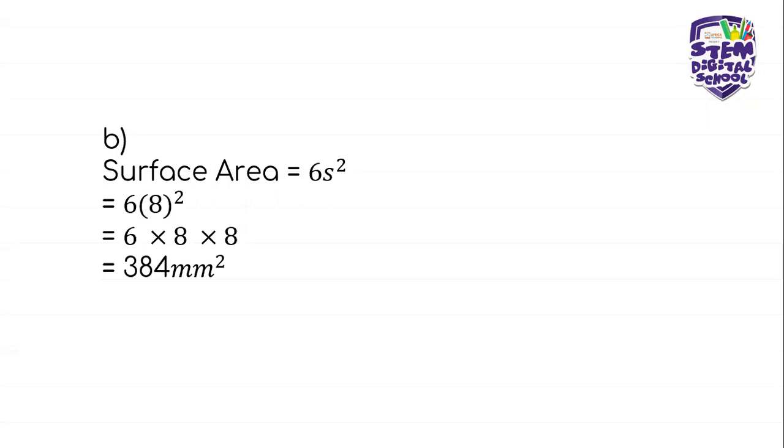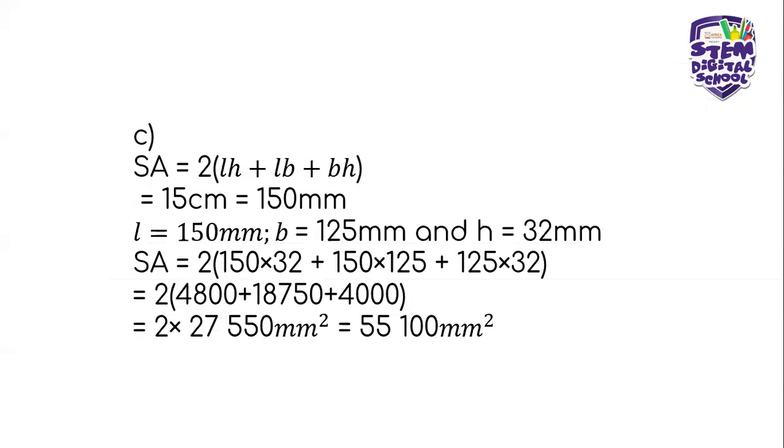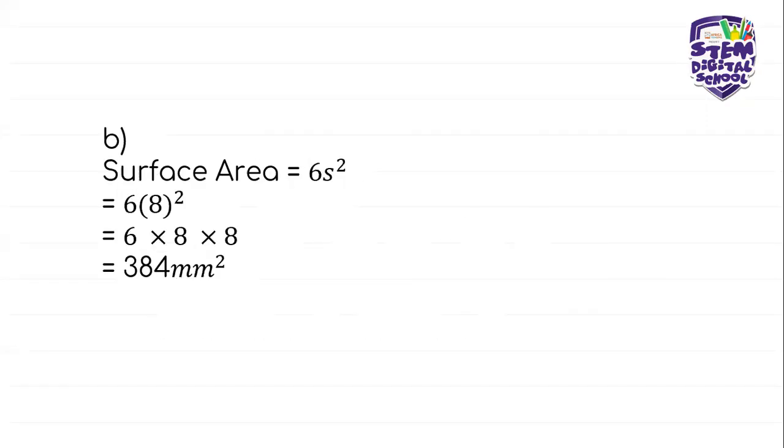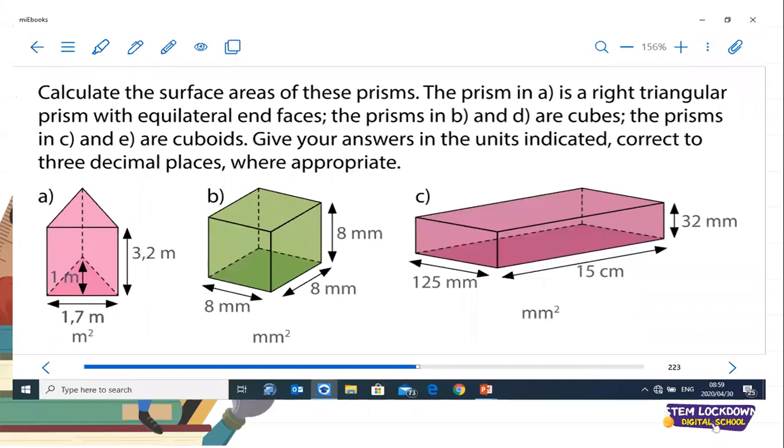And of course, the same goes for the next one there, where remember we also had a cuboid rather. If you look at this cuboid in C, it consists of 3 different measurements there: the length, the breadth, and the height. So you should be able to tell that in this case, the length of our cuboid is 15 centimeters.